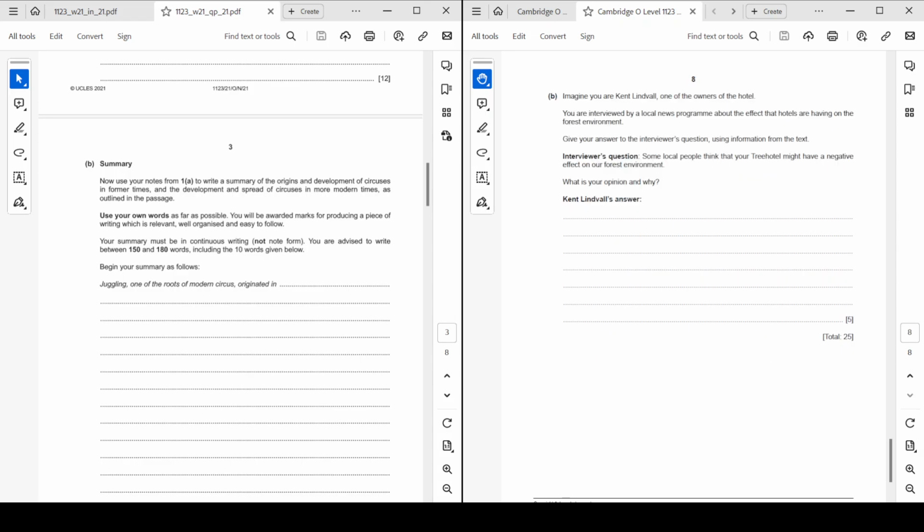Secondly, there is a short answer question in 2024 worth 5 marks. And this is an interview style question, at least as given in the specimen paper, relating to the content of the text in the insert. Using the content and ideas of the text, we are supposed to give our opinion and reasoning to answer the interviewer's question. That's worth 5 marks.